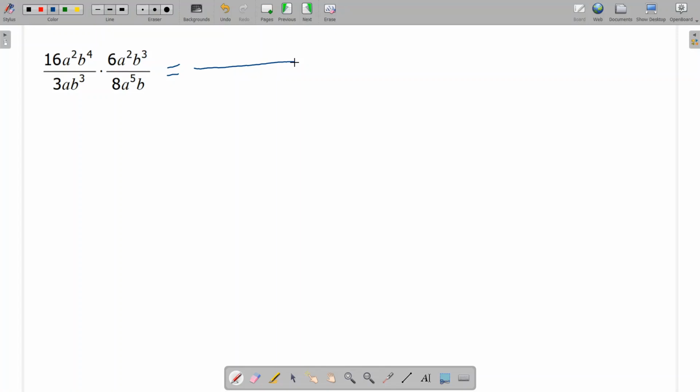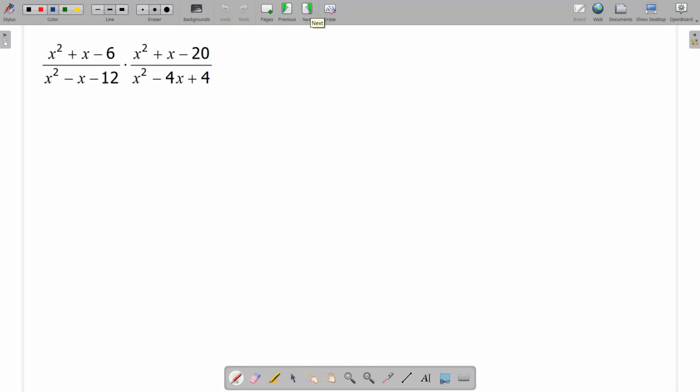So if we multiply these, we're going to get 96 a to the 4th, b to the 7th in our numerator. And then in our denominator, we're going to get 24 a to the 6th, b to the 4th. So now we're just using our exponent rules. So let's start by dividing 96 by 24. Okay, that's going to give us 4. And then if we divide the a's, we're going to get an a squared in the denominator. And when we divide the b's, we're going to get b cubed in the numerator. And there we have it.